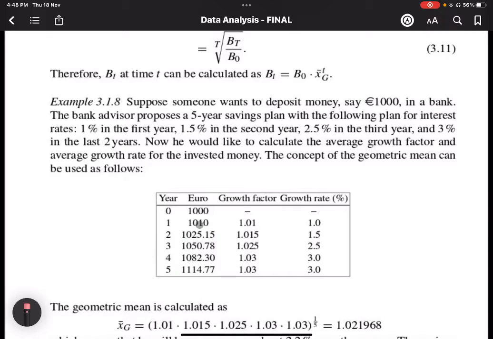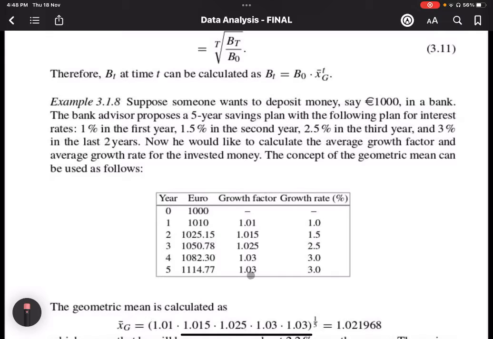So, ang growth factor niya, kinompute natin is 1,010 divided by 1,000 will give us 1.01. And then, the second is 1.5%. So, nagkaroon siya ng 1,025.15. So, how do we compute for the yearly growth factor? We have 1,025.15 divided by 1,010 will give us 1.015. So on and so forth.